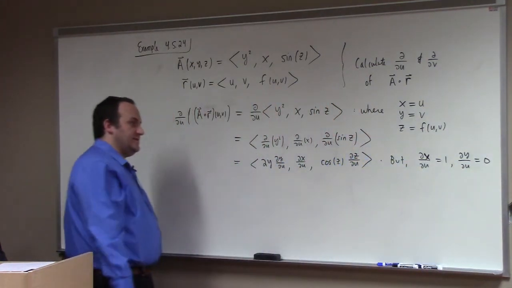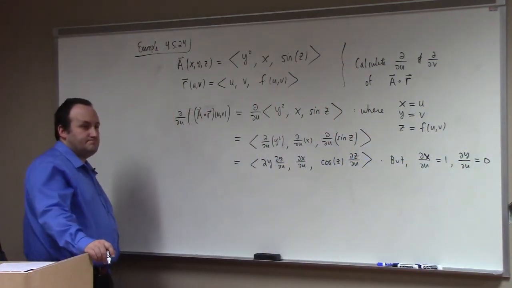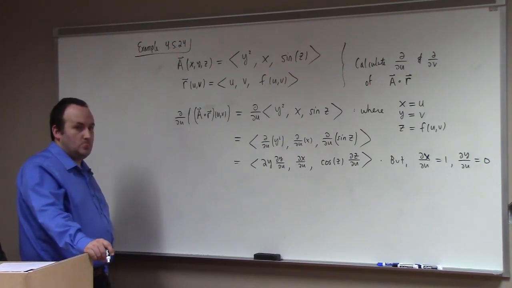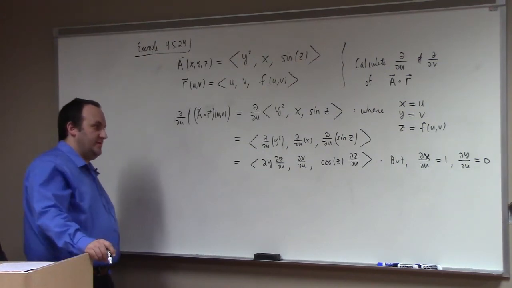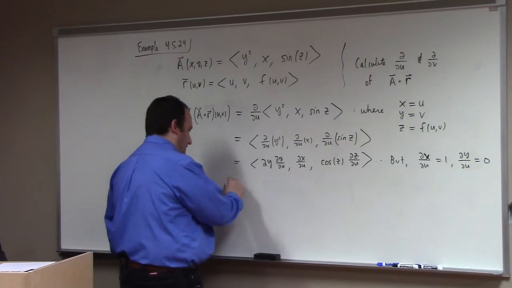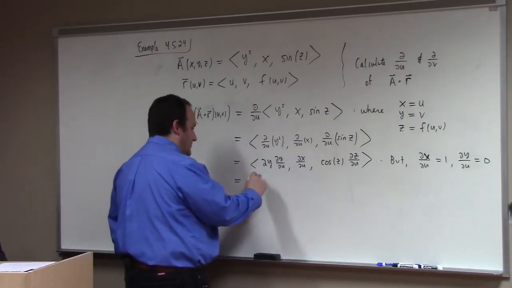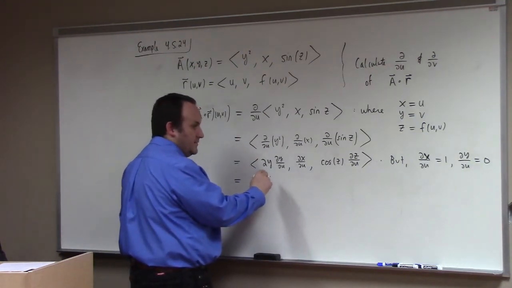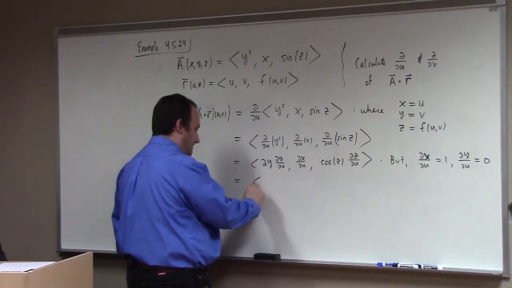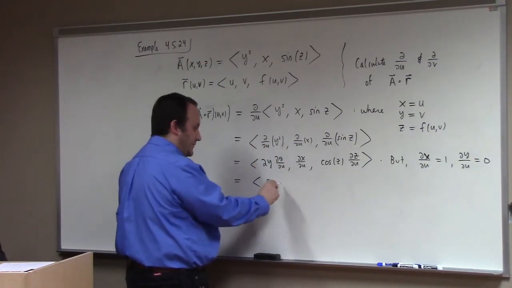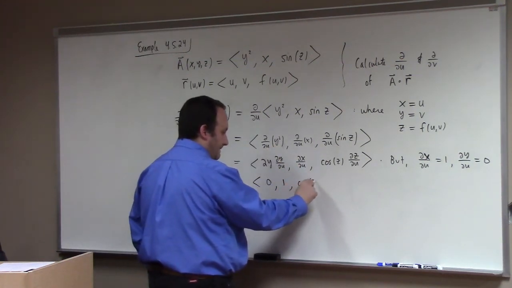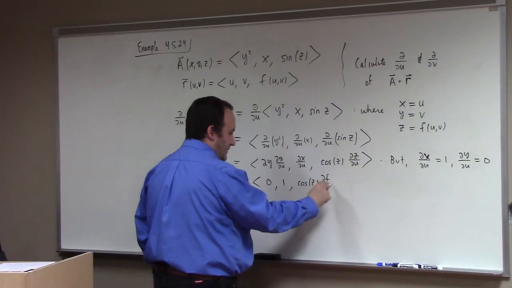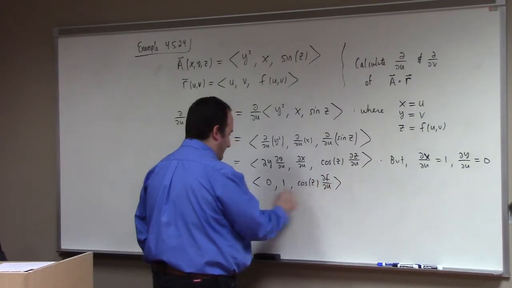And partial z partial u is what? Partial z partial u is actually partial f partial u in this context. So where are we? This was 0. Partial x partial u is 1. And then we've got cosine of z, and then partial f partial u.